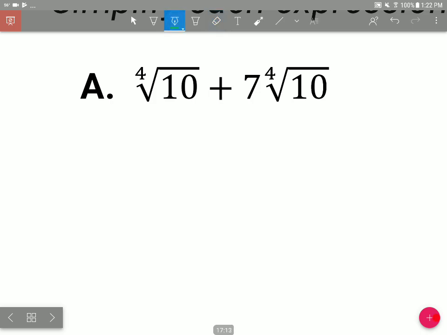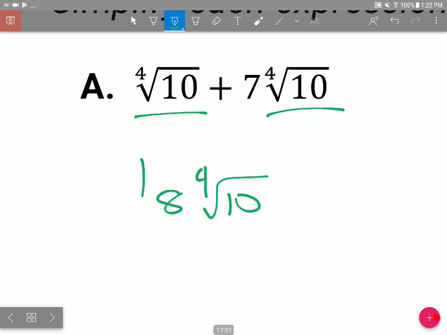You ready? Letter A. Are those the same? Yeah. What's 7 plus 1? 8. Done. They are identical roots. So just like if it was x squared plus 7x squared, that would be 8x squared. It is identical. It's 8 times the 4th root of 10. Okay? Letter B, same idea.